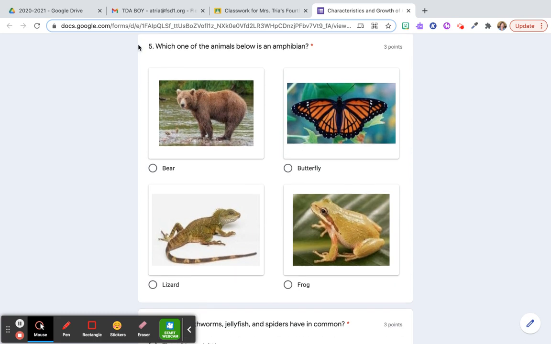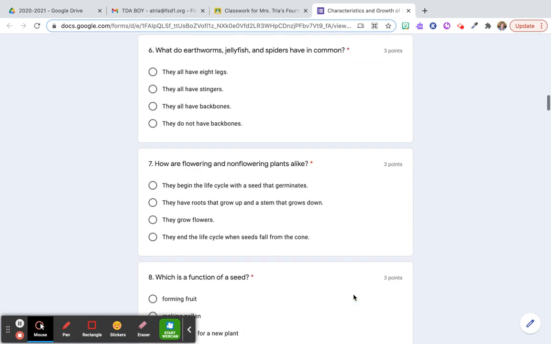Number 5, which one of these animals below is an amphibian? Bear, butterfly, lizard, or frog? Number 6, what do earthworms, jellyfish, and spiders have in common? They all have 8 legs, they all have stingers, they all have backbones, or they do not have backbones.